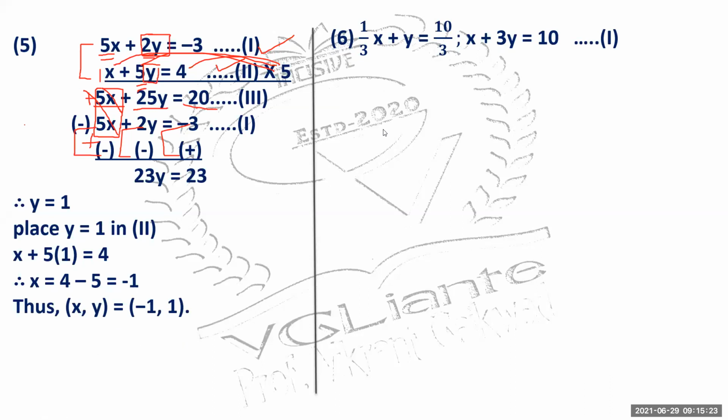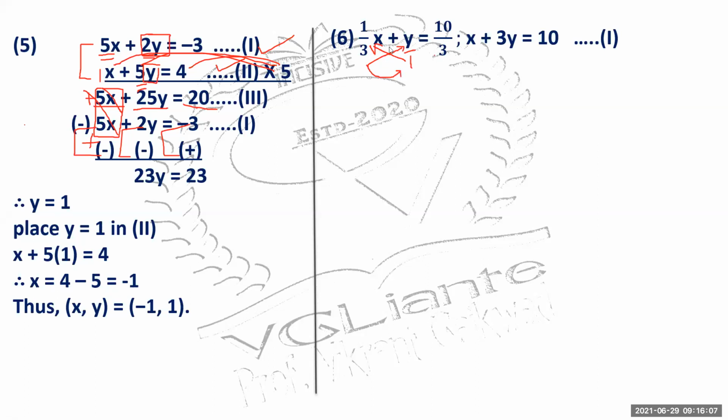Now here in this question, one of the coefficients is given in fraction and the constant is also a fraction. So what you do is you convert those coefficients into whole numbers. You do some cross multiplication here. Check: 1 upon 3x plus y upon 1 equals 10 upon 3. Understood? So here what you can do is multiply the denominators to the numerators which are on the opposite side.